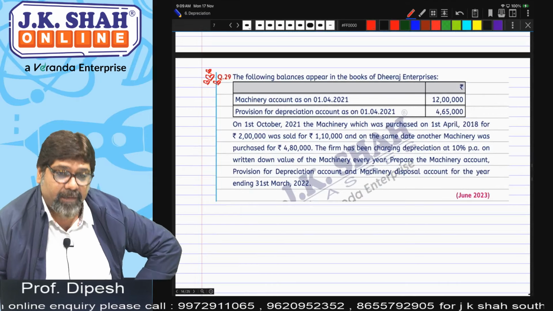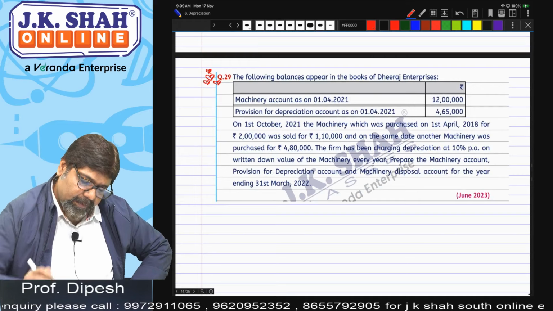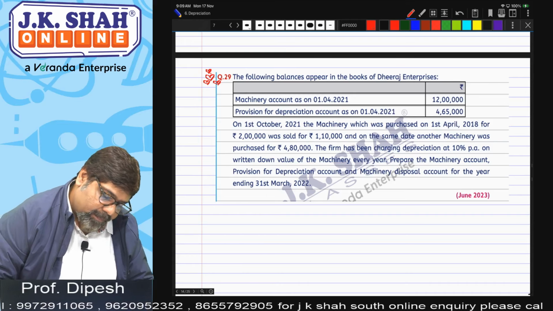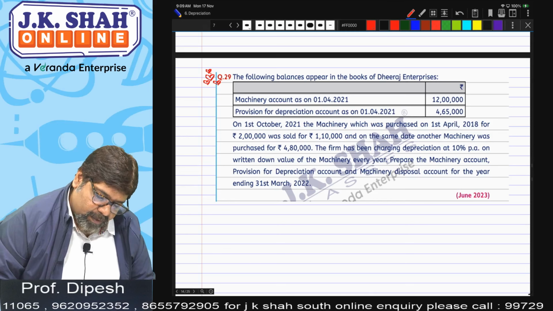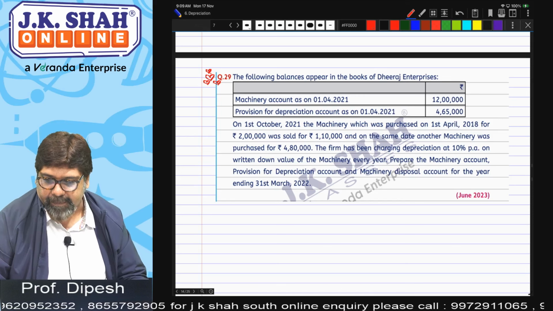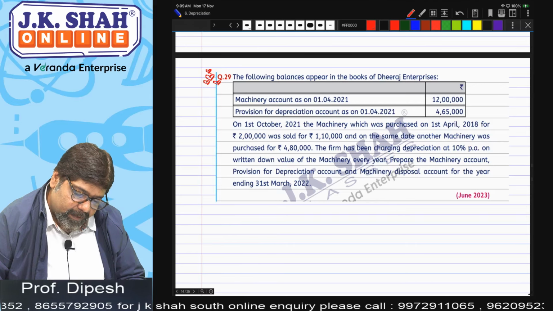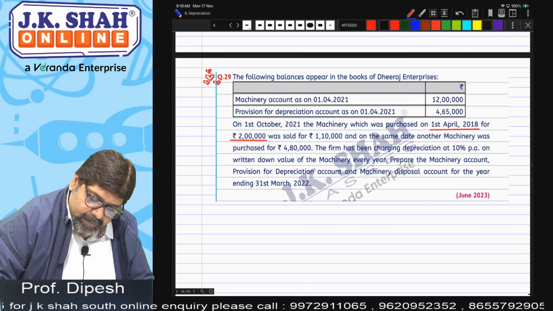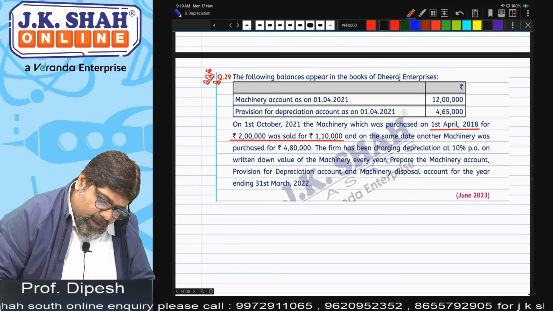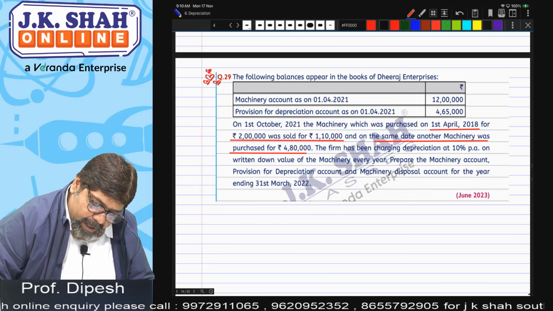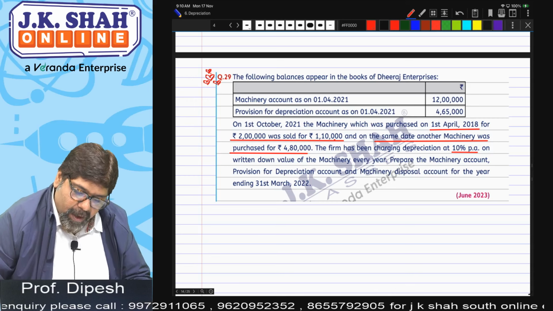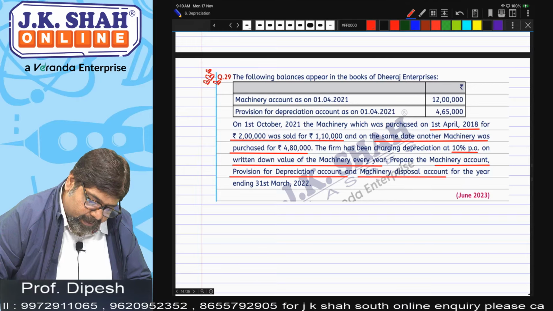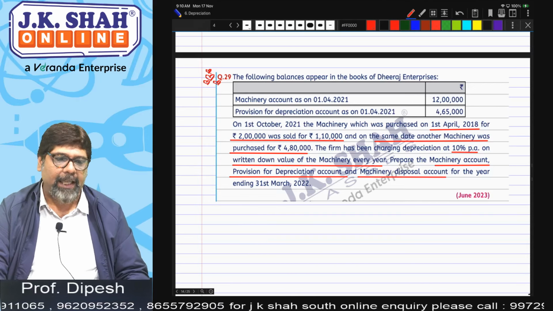The following balances appear in the books of Dheeraj Enterprises. Machinery account on 1/4/21 is 12 lakh. Provision for depreciation on 1/4/21 is 4,65,000. Now chartered, on 1st October 2021, the machinery which was purchased on 1/4/18 was sold for 2 lakhs, sold for 1,10,000, and on the same day another machine was purchased for 4,80,000. The firm had been charging depreciation at the rate of 10% per annum on written down value of machinery every year. Prepare machinery account, provision for depreciation account, and machinery disposal account. This came in June 23.